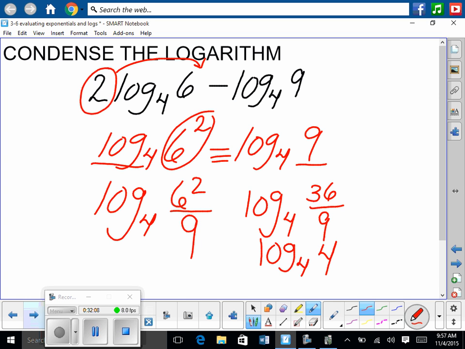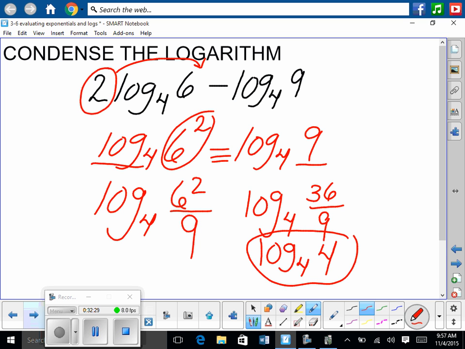Does everybody get it? Now if you wanted to calculate that, you could do the change of base formula. You would do log of 4 divided by log of 4, and you get 1. Anything divided by itself is 1, right? Anyway, I'm just having you condense it. I'm just helping make connections here. Any questions on that? Yeah.